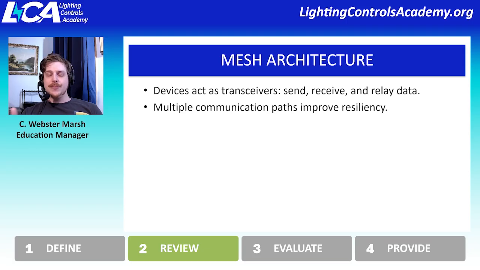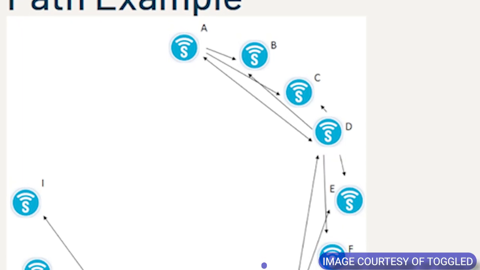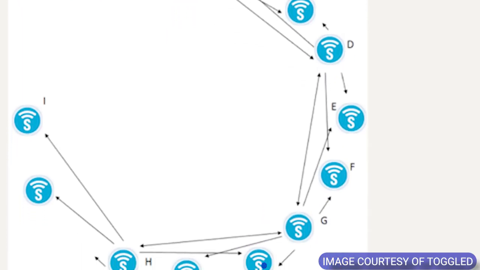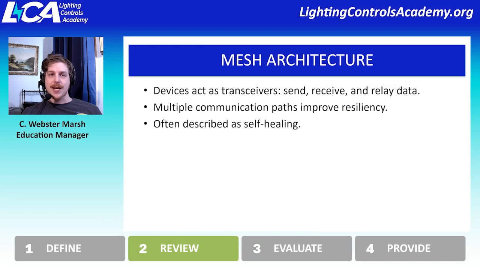And so you'll have multiple communication paths throughout the system, making it a little more resilient, which can often be described as a self-healing network, because if one node goes down, other nodes will pick up the missing link in the system to allow that communication to permeate.